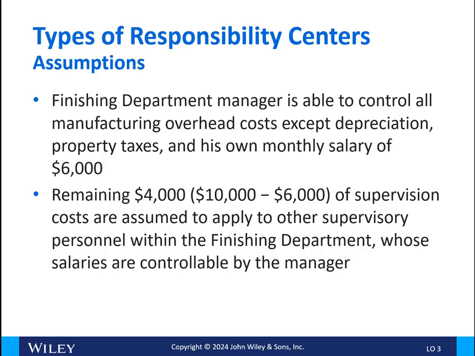So the finishing department manager is able to control all manufacturing overhead costs except depreciation, property taxes, and his own monthly salary of $6,000. So what's on the report is the remaining 4,000. So 10,000 was the supervision cost we saw in an earlier slide. We're going to take out the 6,000 of the finishing department manager's salary. 4,000 is remaining.